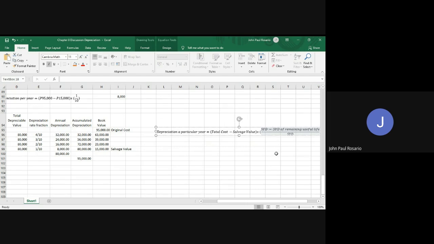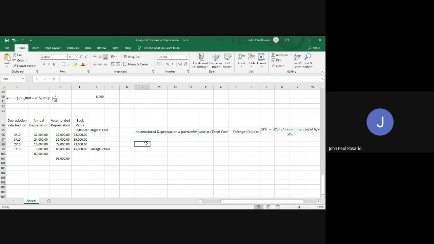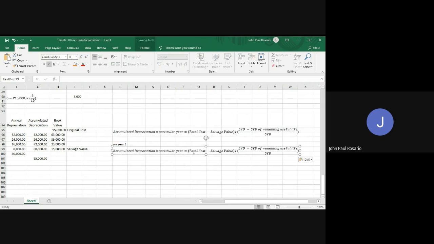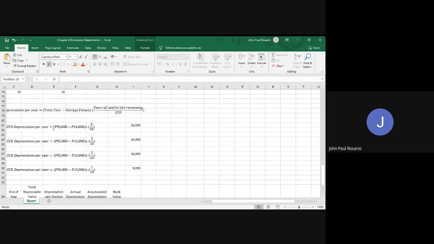Okay. SYD less SYD of remaining useful life. Okay. So and then this is accumulated depreciation. Okay. So for example, on year three, the accumulated depreciation in year three would be, so this is, can I just copy this? Yeah, can I just copy this?